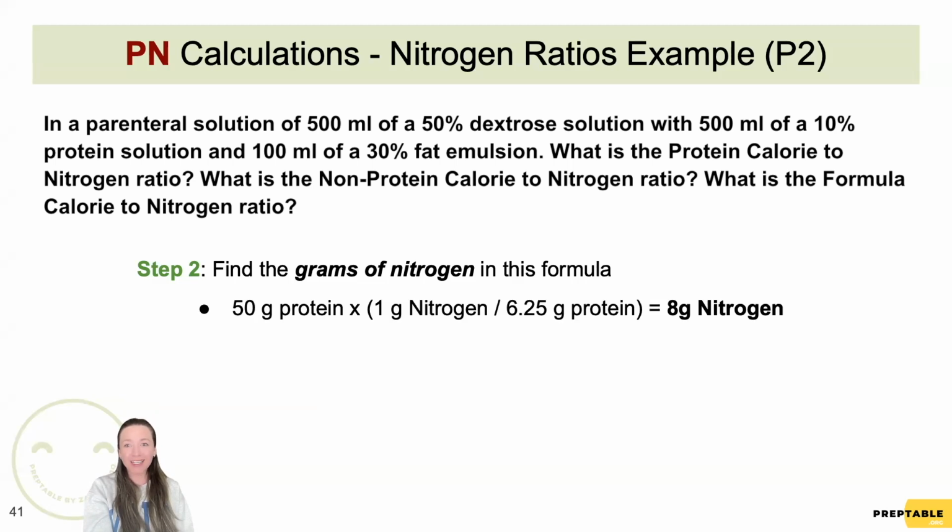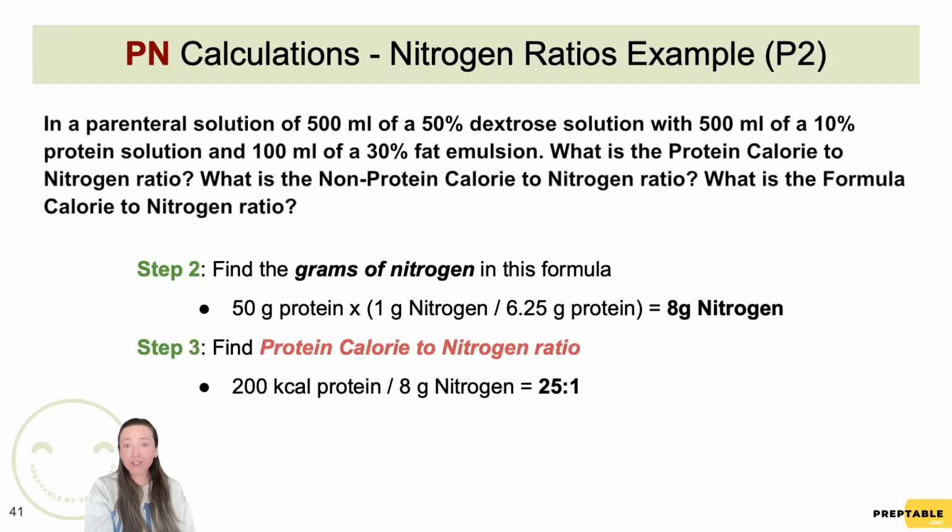50 grams of protein times 1 gram of nitrogen divided by 6.25 grams of protein. Grams of protein cancel out, and we are left with 8 grams of nitrogen. Now we can dive into finding those ratios. Step 3. Let's first find the protein calorie to nitrogen ratio.